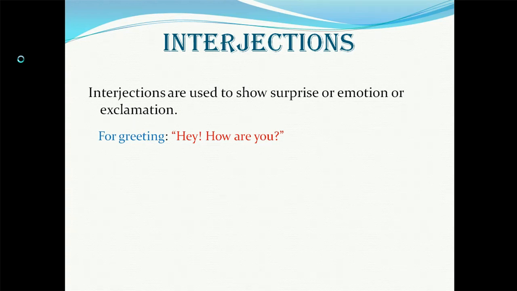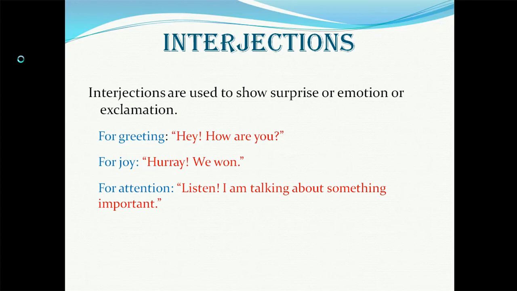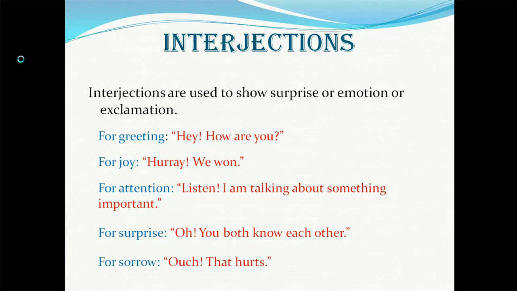For joy, we say hooray, we won. To get somebody's attention, you say, listen, I'm talking about something important. When you are surprised: oh, you both know each other. When you are surprised also you will use interjections, which are also called exclamatory words. When you want to express sorrow: ouch, that hurts. So ouch, oh, hooray, ah, aw, wow, these are exclamatory words.